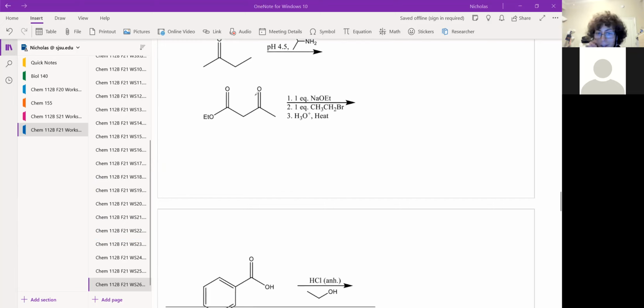Last one on this page, we have a beta keto ester as our starting material. And we add 1 equivalent of a base and then 1 equivalent of an alkyl halide and then acid and heat. So yeah, the product will be an alpha substituted acetone. And what kind of reaction are we doing? Like, what's the name of it? The acetoacetic ester synthesis.